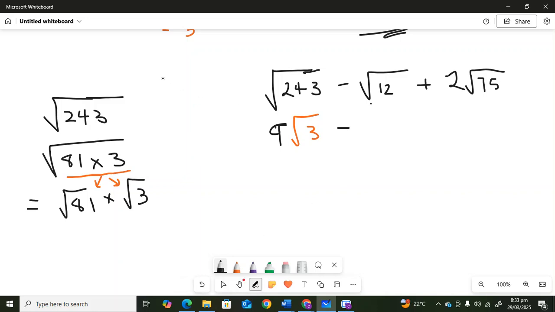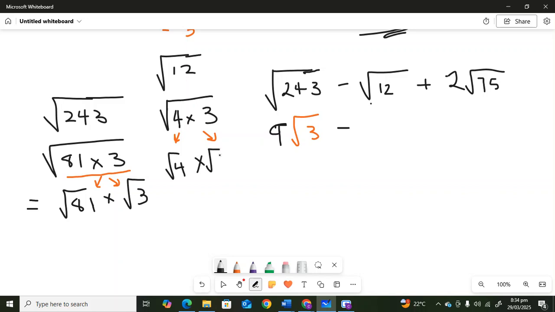Next, we go to 12. 12 divided by 3, that is 4. So this can be simplified into the square root of 4 times 3. Again, here we've got a perfect square, which is 4. So we can split this. It becomes the square root of 4 multiplied by the square root of 3. What is the square root of 4?